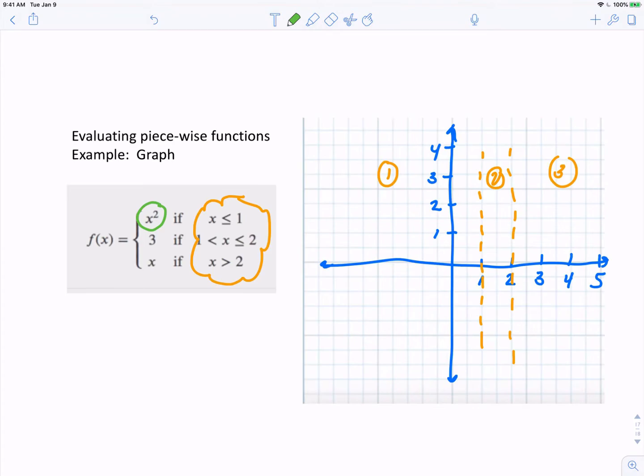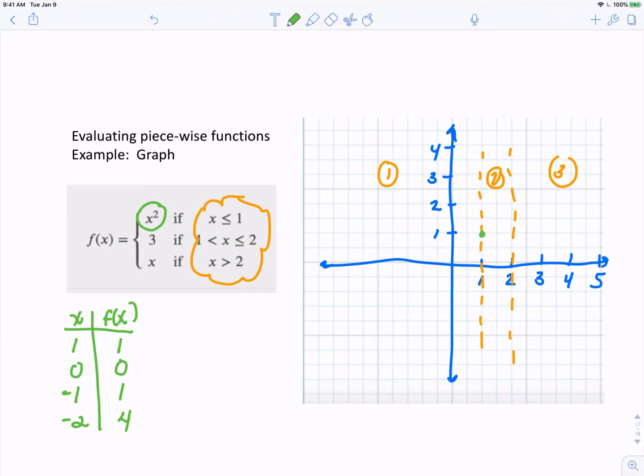So it might help to plot some points in that domain region. For example, in region 1, if x is 1, 1 squared is 1. If x is 0, 0 squared is 0. If x is negative 1, negative 1 squared is 1. If x is negative 2, negative 2 squared is 4. And so that gives us some points to plot.